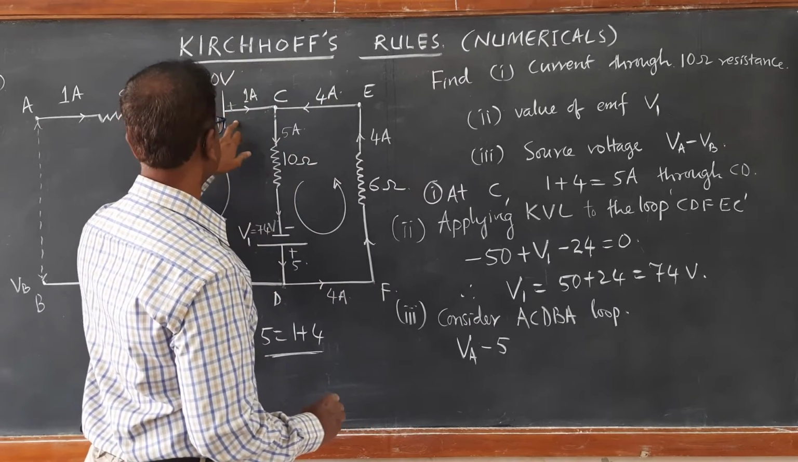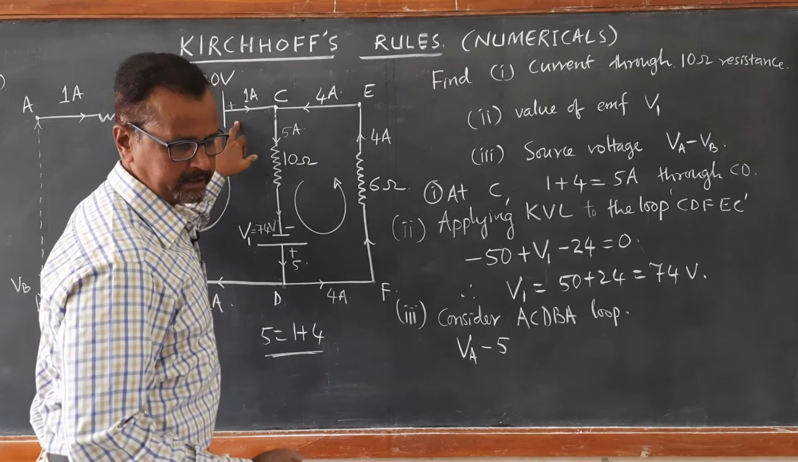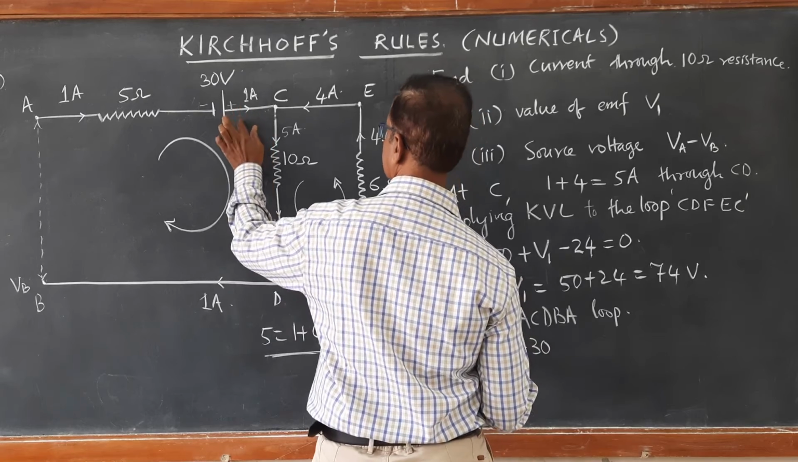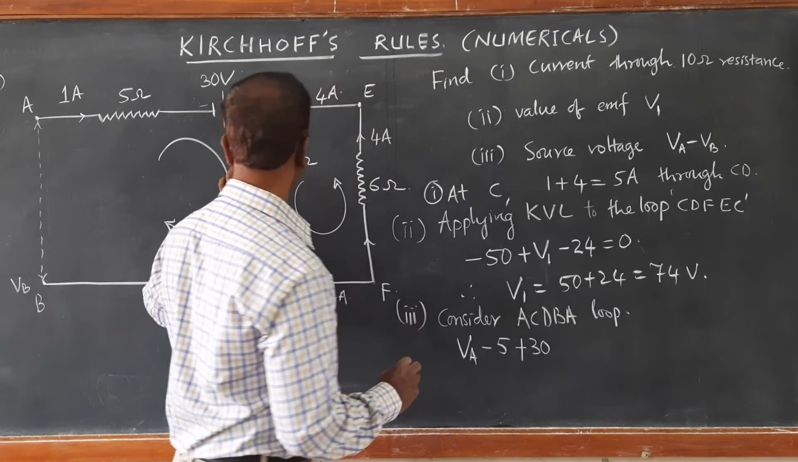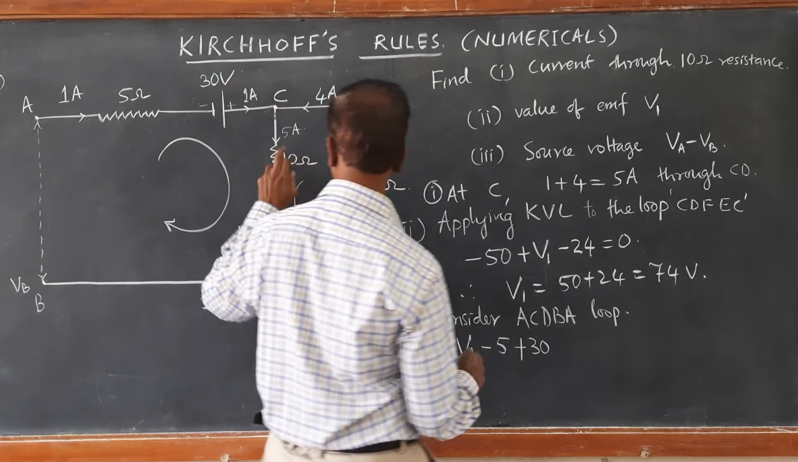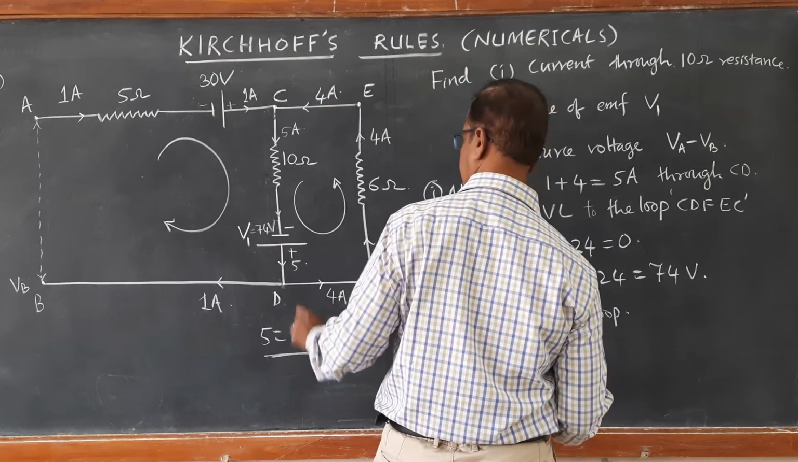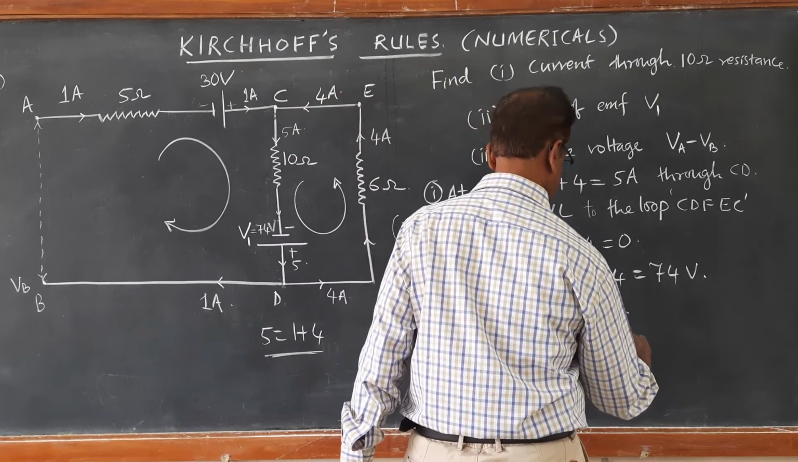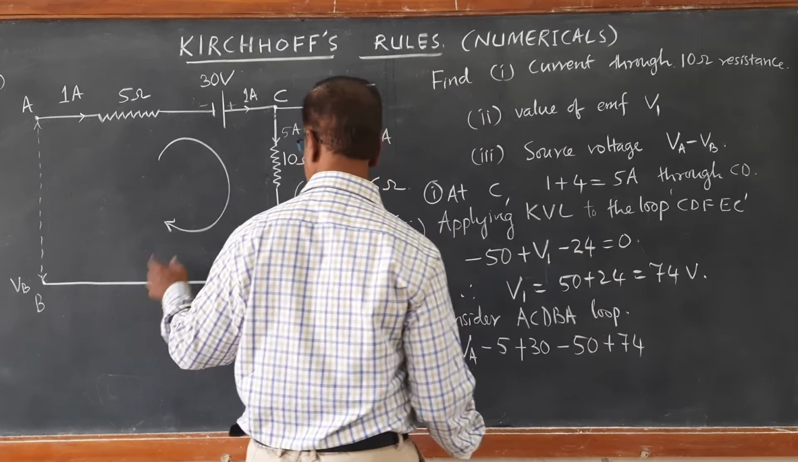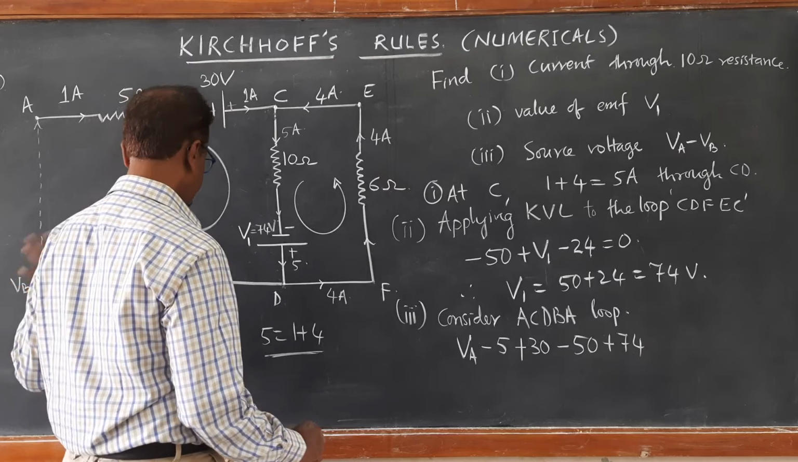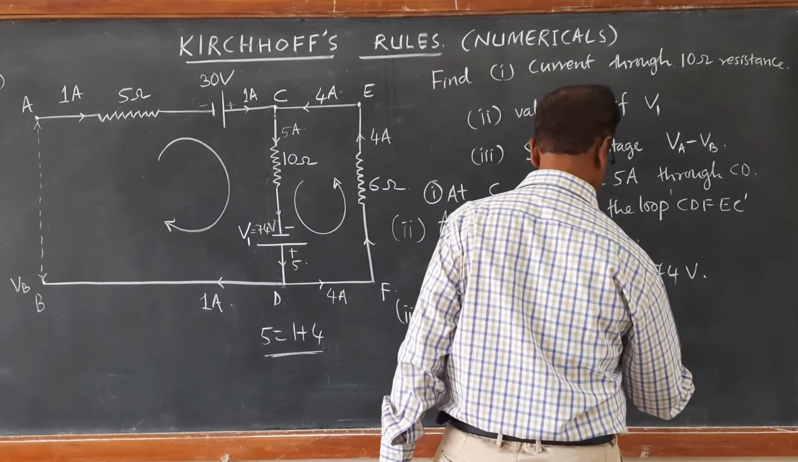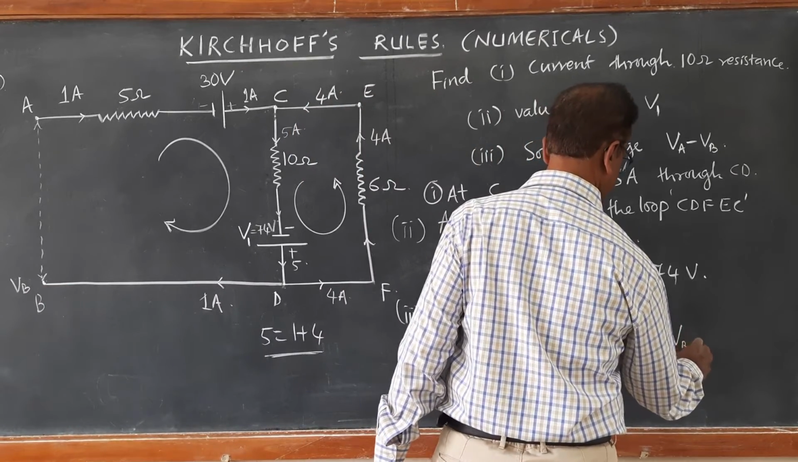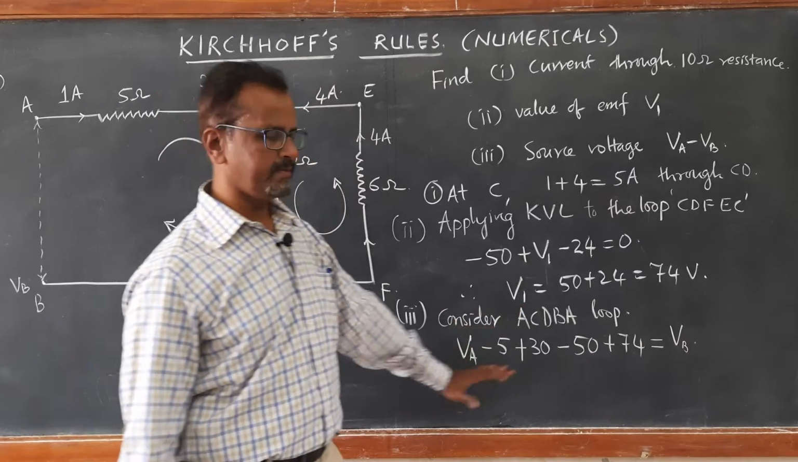And here there is a 30 volt battery, so it becomes plus 30, 30 volt EMF. And here when it comes down, again there is a drop in potential, minus 5 into 10, minus 50, and again a rise in potential due to the source, so it becomes plus 74. When it comes over here, it is at the same potential as B, potential at B. So that I can find out what is VA minus VB.